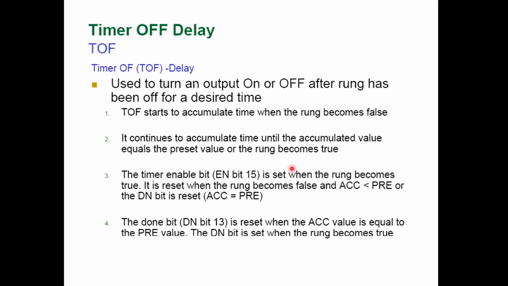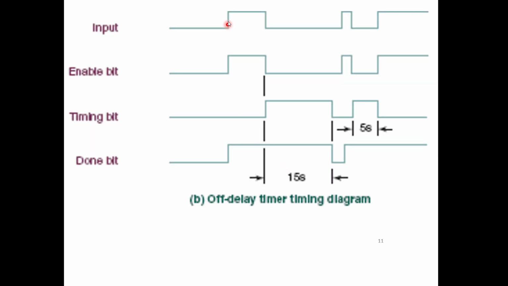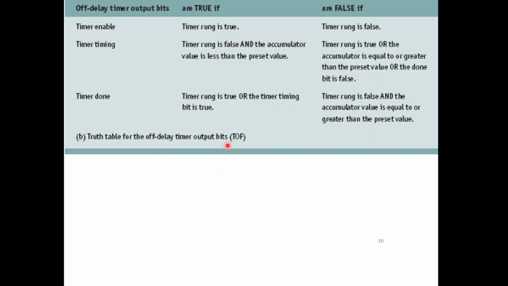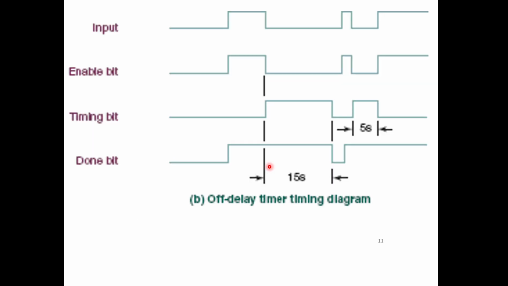Now you have the TOF timer. The timing diagram for the TOF timer is a bit different. Once your input is true and your enable is true, your timing is not true. Rather, your done bit is true, which is completely opposite to the TON timer. For the TON timer, timing is true when enable and input are true, but the done bit is true after finishing timing. Here the done bit is true from the very beginning, and once your input goes false, your enable is deactivated, then your timing starts to count time. After finishing counting the time, the done bit will become false.